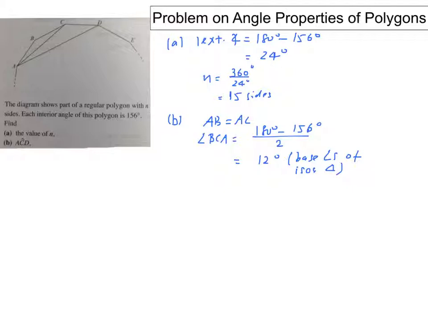Okay, so from here, to find angle ACD, we just take 156 degrees minus 12 degrees, and we will get the answer of 144 degrees.